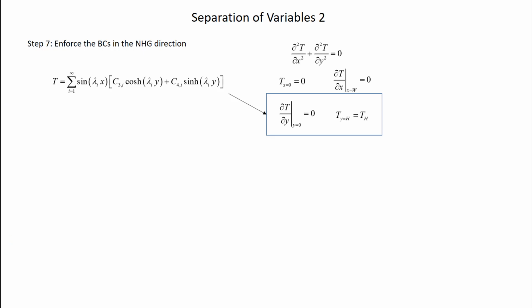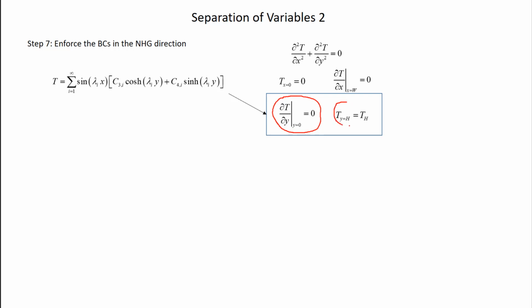Enforce the boundary conditions in the non-homogeneous direction. So that's just substitution, and then let's see what we get. Let's look at these two boundary conditions in the non-homogeneous direction. It turns out that one of these boundary conditions is actually homogeneous. So that one's going to be really easy to solve for. That's going to be easy to deal with.